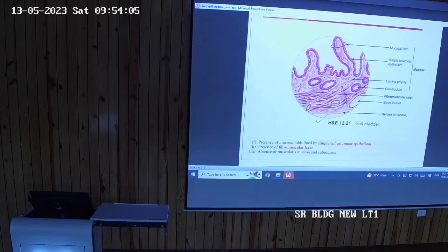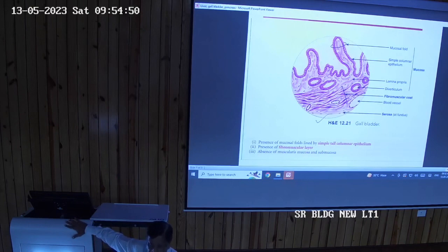Muscularis mucosa helps in the contraction of the villi. The contraction of the muscularis externa helps in the peristaltic movement of the GIT. Peristaltic movement of the GIT is done by the contraction of the muscularis externa, and contraction of the muscularis mucosa helps in the movement of the folds of the villi. Okay.